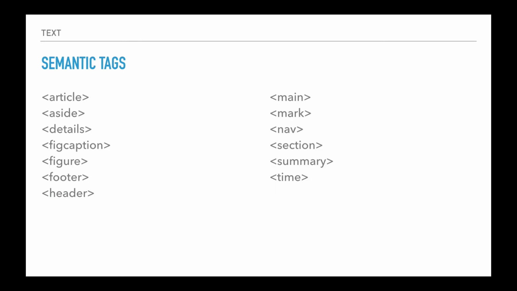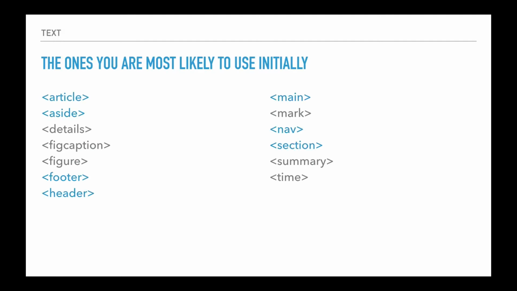These are the newer tags that were introduced. They are article, aside, details, figcaption, figure, footer, header, main, mark, nav, section, summary, and time. And the ones that you're likely to use the most, the ones that I see the most anyway, are article, aside, footer, header, main, nav, and section. I do see the others as well, but those are the ones that I see all the time.